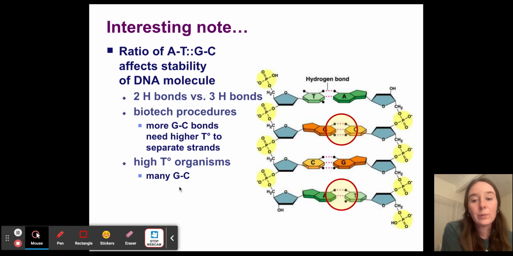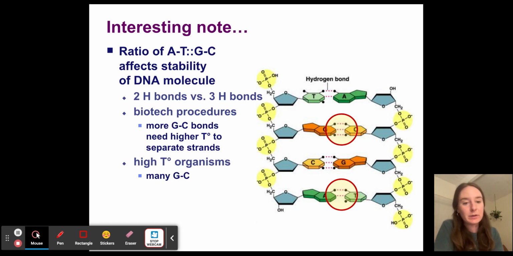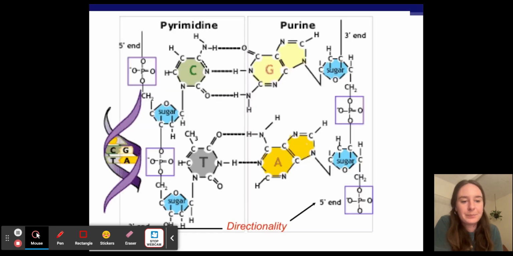And this is interesting too. Organisms that can survive at really high temperatures need to keep their DNA intact. So they have more G's and C's in their DNA compared to A's and T's. Just kind of an interesting fun fact. And that keeps the molecule more stable. So if it is exposed to higher temperatures, it's harder to break those bonds. Higher temperatures typically break bonds because a bond needs an input of energy in order to break, and so heat supplies energy to break that bond.